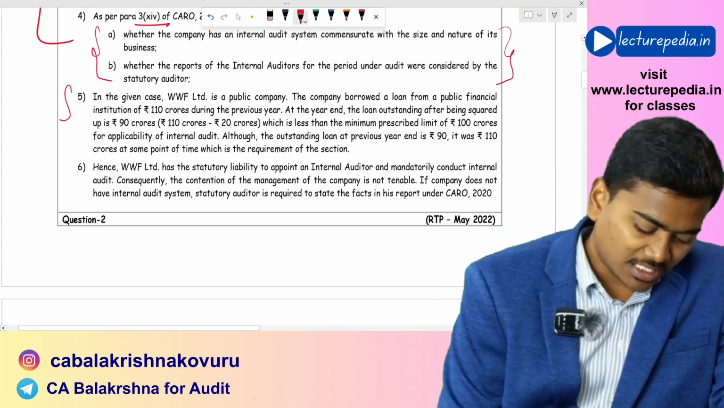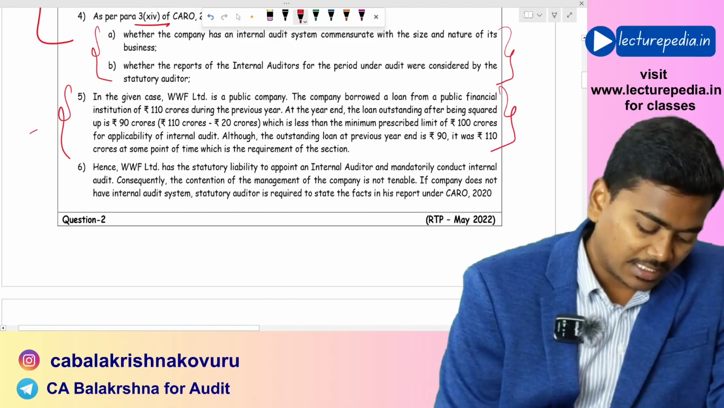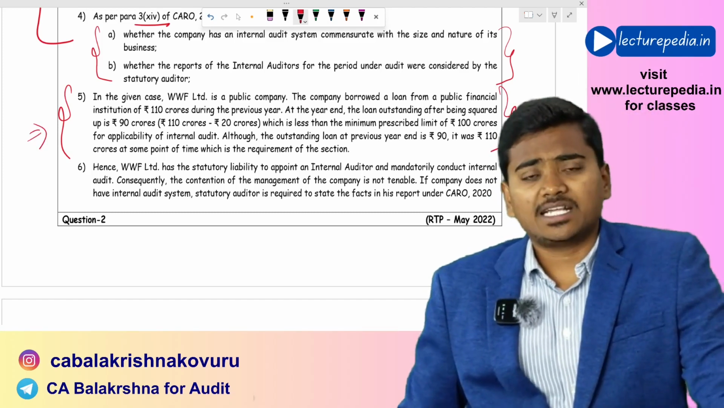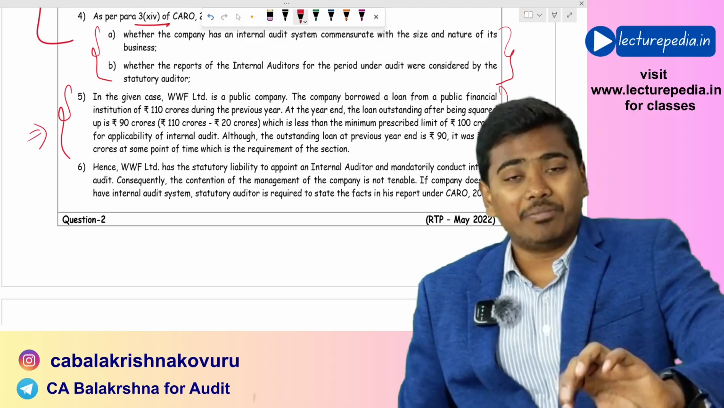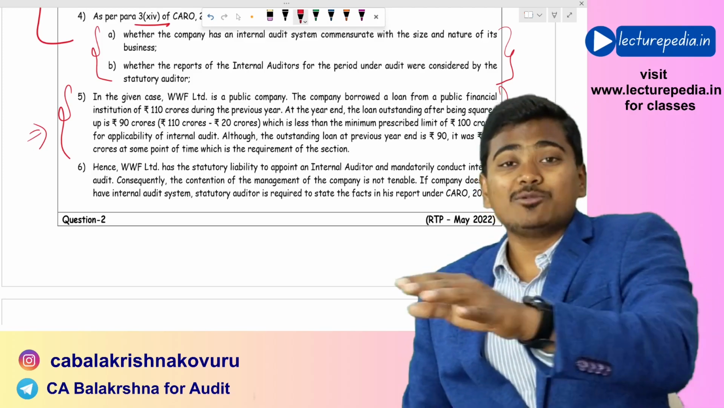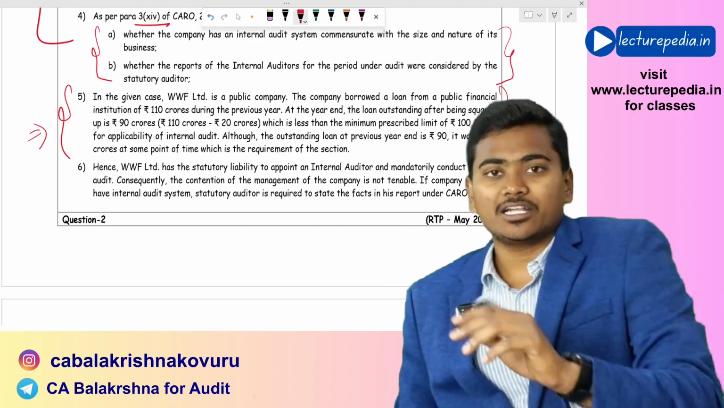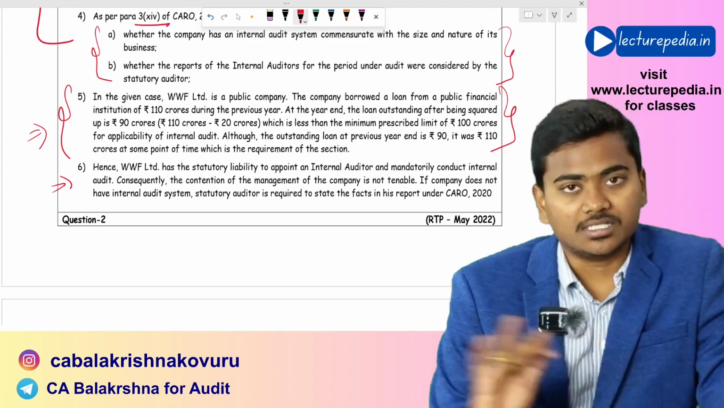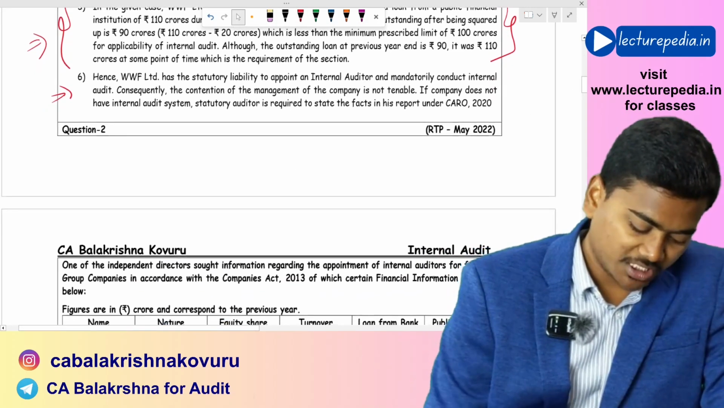And you need to give the conclusion here. In the current situation, the turnover criteria and paid up share capital criteria are not satisfied, but borrowings of the company at any point of time are exceeding 100 crores, so internal audit is mandatory for the company. That you need to conclude here. Hope that is clear. Moving to question number 2.